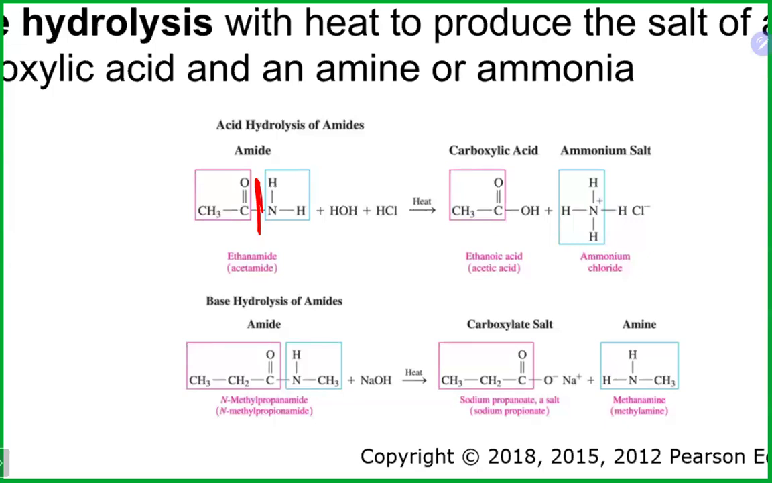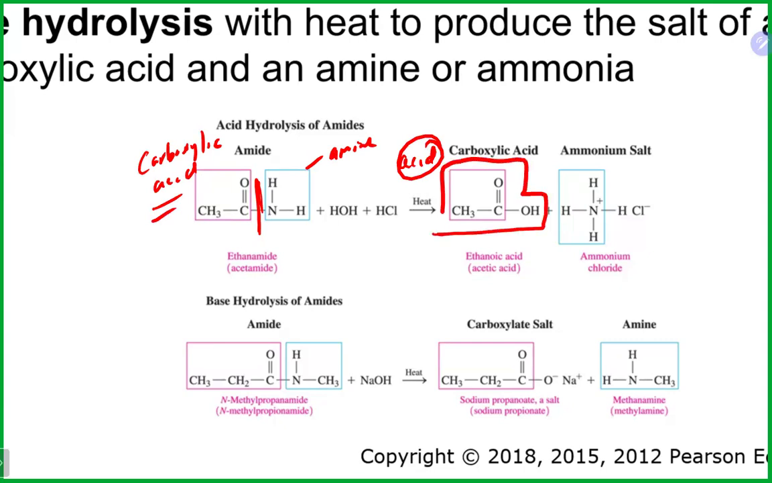And in this case, in the acid hydrolysis, we will get the acid back. So this is a carboxylic acid part, and this is an amine part. And again, the way you can remember that is in the acid one, you get the acid back. So you can see you get the acid completed back, and that is basically just putting the OH onto it.